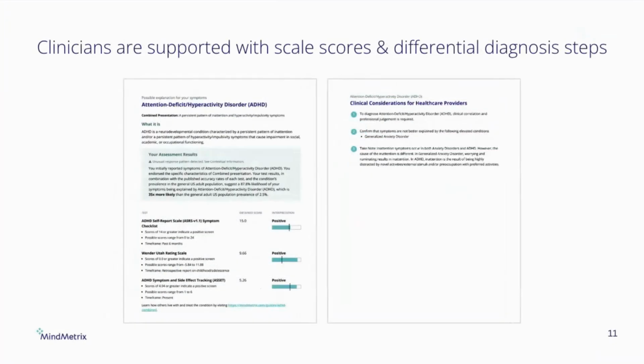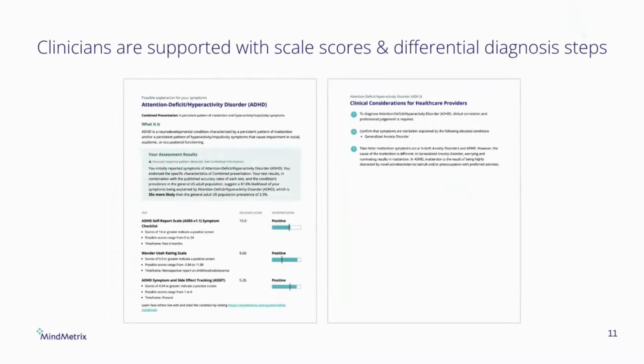Each detected condition has a details page included in the report, which gives clinicians measurement-based information and clinically relevant next steps. The page on the left begins by showing the condition name, any relevant specifiers that were detected, and a brief overview of what the condition is.